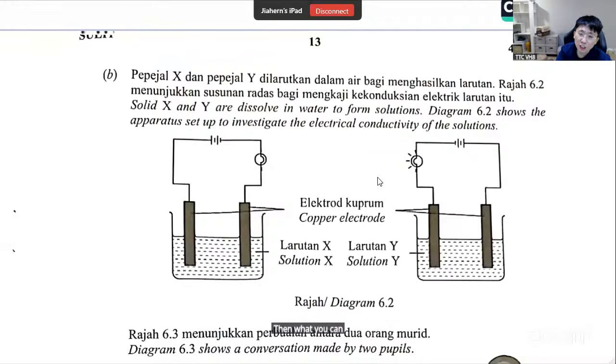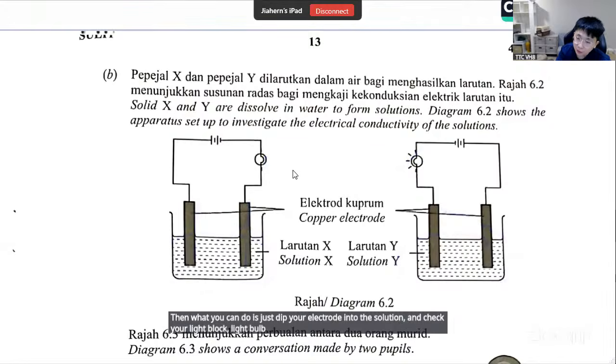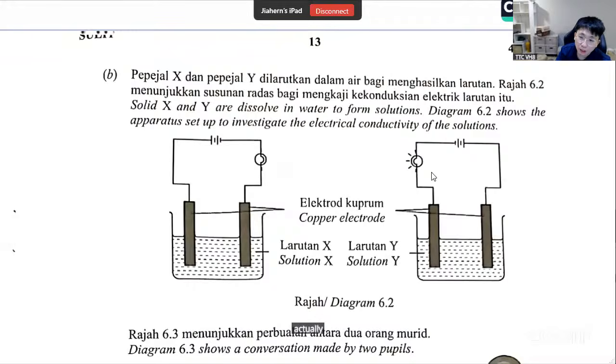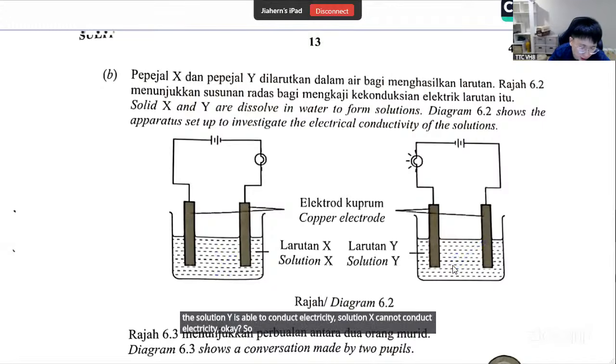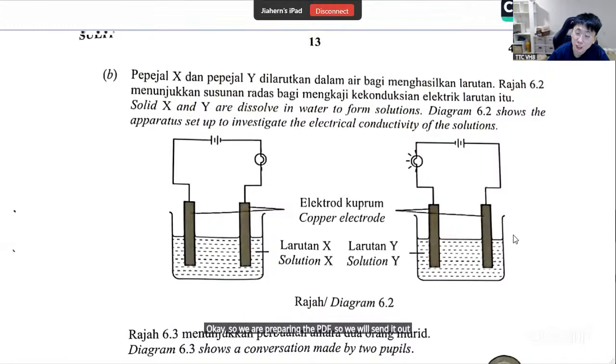Then what you can do is just dip your electrode into the solution and check your light bulb. If they don't use a light bulb, they just use a voltmeter, that also can. If the voltmeter reading shows the needle deflects, then we say that solution Y is able to conduct electricity, solution X cannot conduct electricity. It's something very easy to do, but I think the hard part is maybe writing the procedure. We are preparing the PDF, so we will send it out as soon as it's ready.